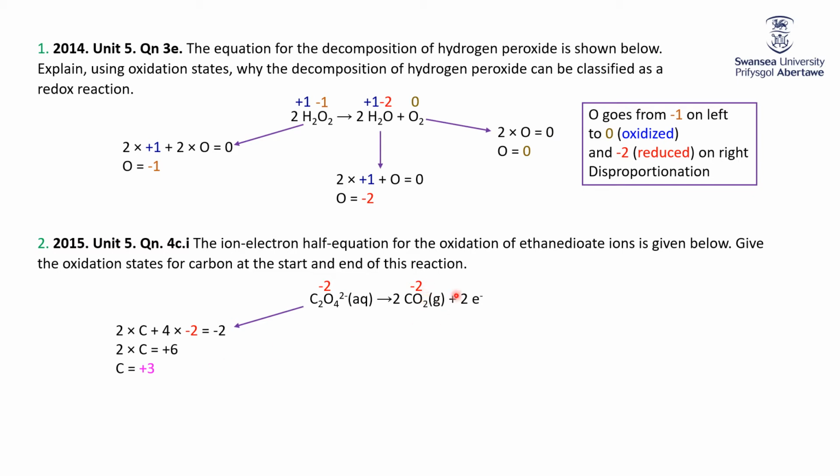And now let's go to carbon dioxide. Again, no harm in saying the oxygens are -2. So the carbon plus 2 minus 2s is 0. Thus the carbon must be +4. So the oxidation state at the start for carbon is +3 and at the end is +4.